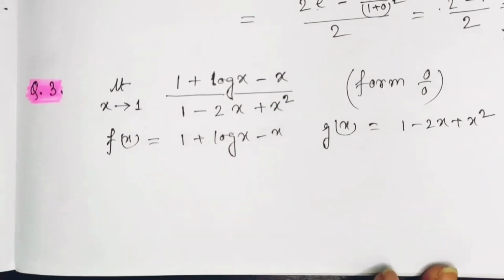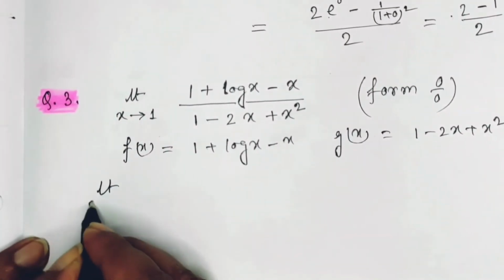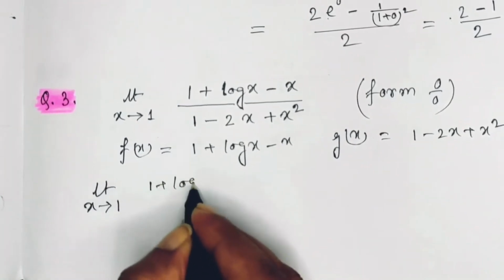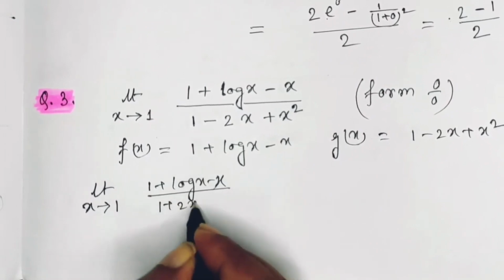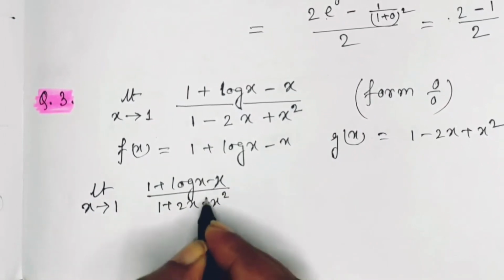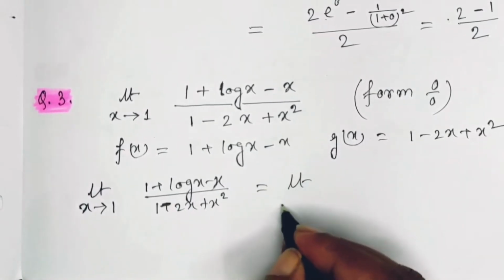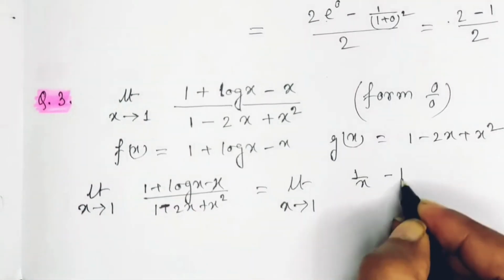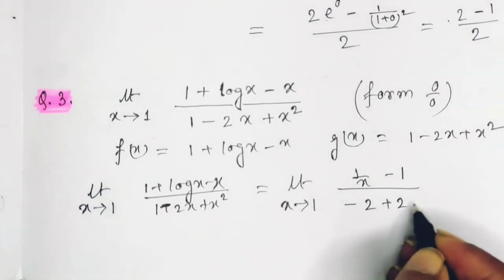Now the third question. For the third question, with a similar process, we take the limit x tends to 1 of 1 plus log x minus x, divided by 1 plus 2x minus x square. Here it is plus and this is minus. If we simply take the derivative of the denominator and numerator both, it is 1 by x minus 1, and here we find it is minus 2 plus 2x.